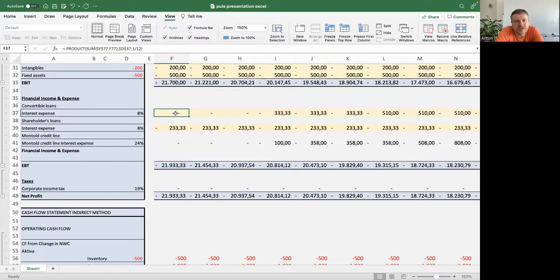So that's why both of these are non-cash items. They will not be paid in reality. They will just be calculated, because you got an investment, you need to pay an interest on this. So it needs to be calculated, but it will never be paid.